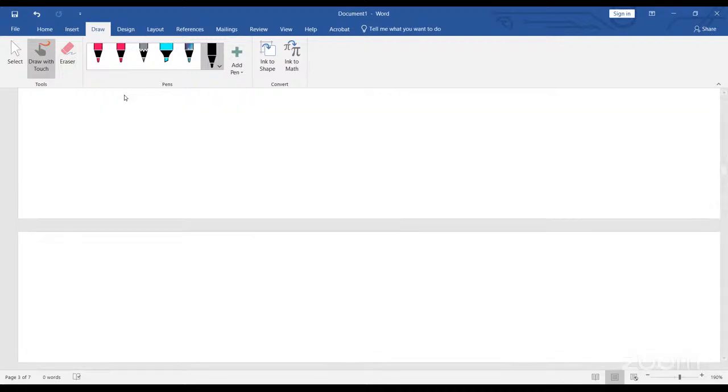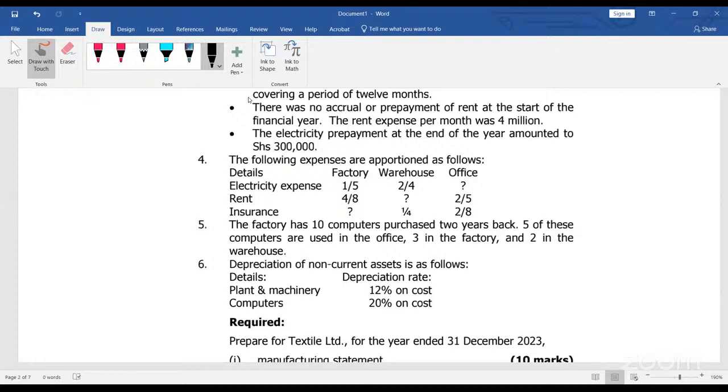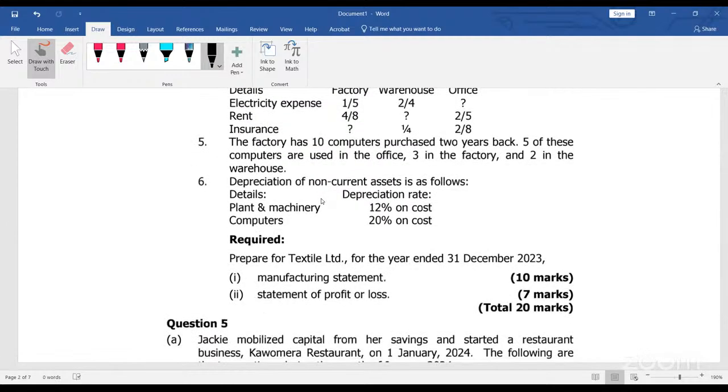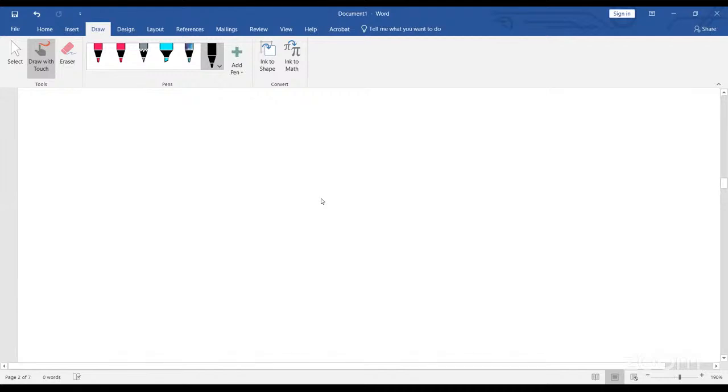So this is part B. This is part B Roman 1.